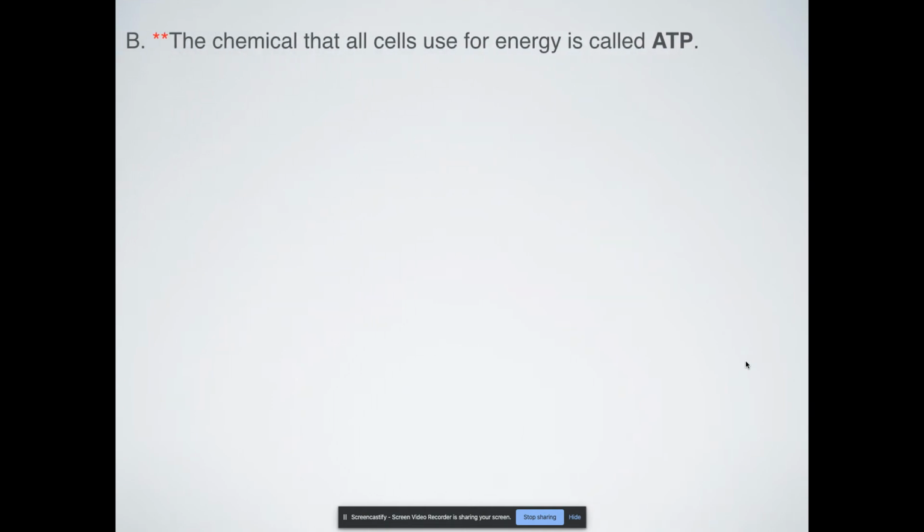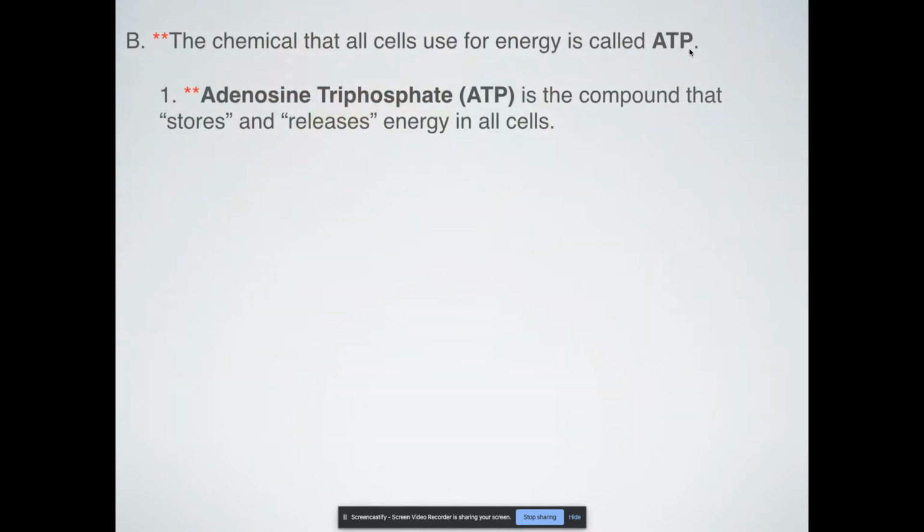So, what is the chemical that cells use? Since we're talking about things that have cells, living things, what do they use to store their energy? Well, ATP is the magic word here, or I guess I should say the magic acronym, because ATP actually stands for adenosine triphosphate. And so it's a compound that quote unquote stores and quote unquote releases energy in cells, right? And it's not just our cells, it's plant cells, it's bacterial cells, it's all cells. But ATP stores and releases energy.